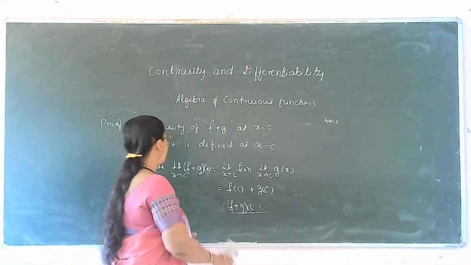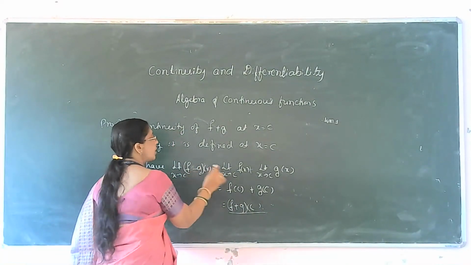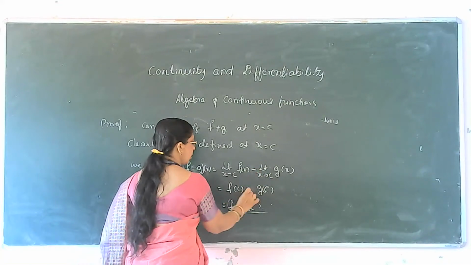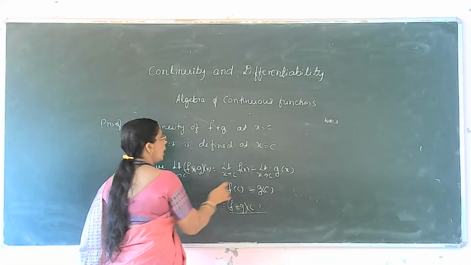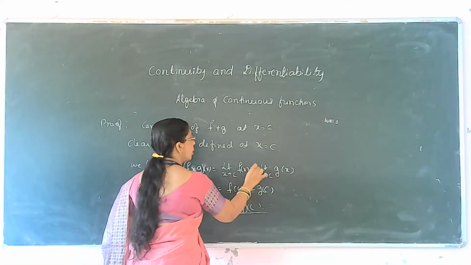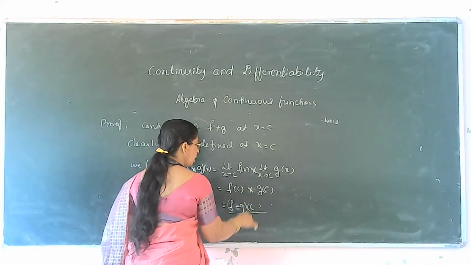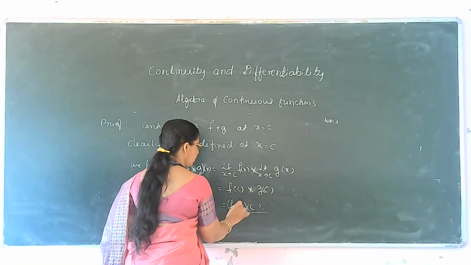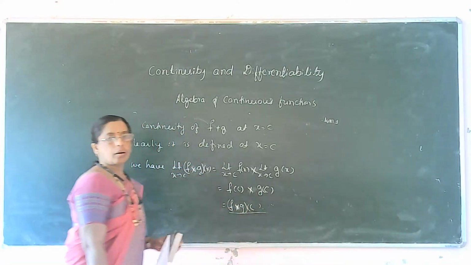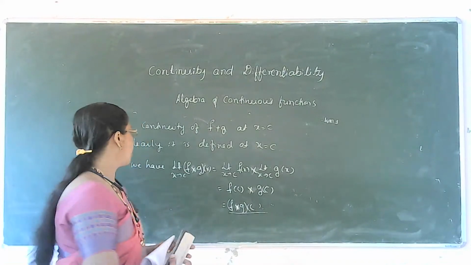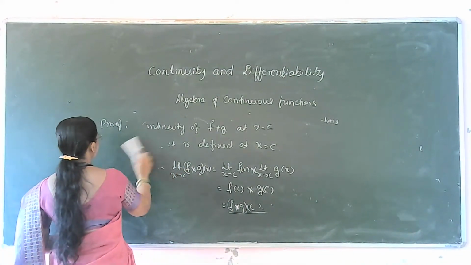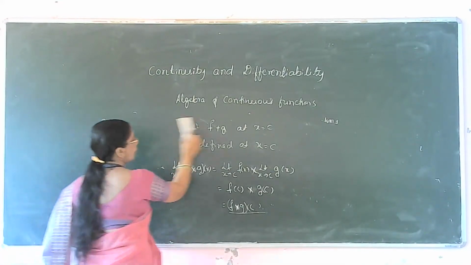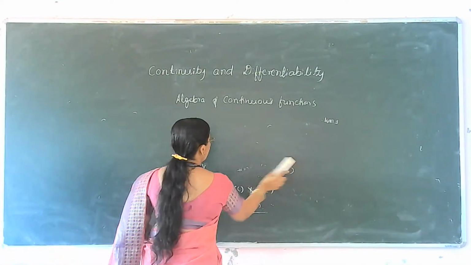In the same way, we can do f minus g: here minus, there minus. We can do f into g again: here into, there also g. f into g is also a continuous function. This is the algebra of continuous functions.